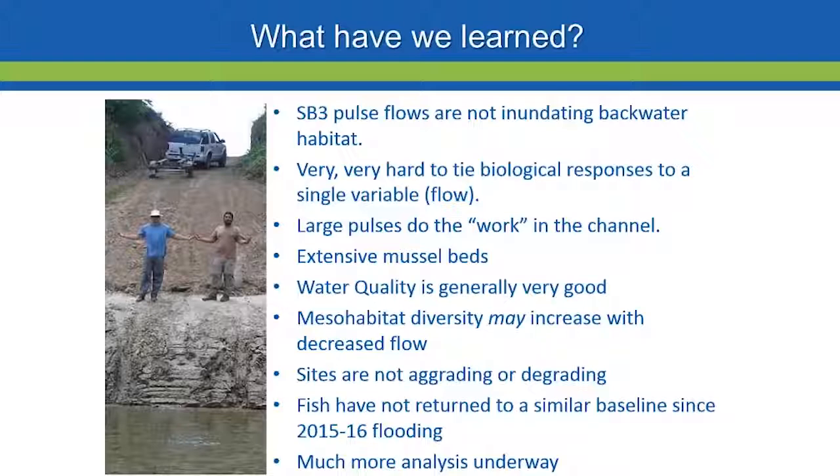Our sites are not aggrading or degrading. Our cross sections are pretty stable, except for select localized areas which are blown out because of some big slope changes. But in general, our river's fairly stable. We did a big baseline study in 2014. And our follow-up studies post-flooding have not shown the same species composition in our fish study. So we're finding that these rivers do take a while to come back to some level of normal after these massive flood events.